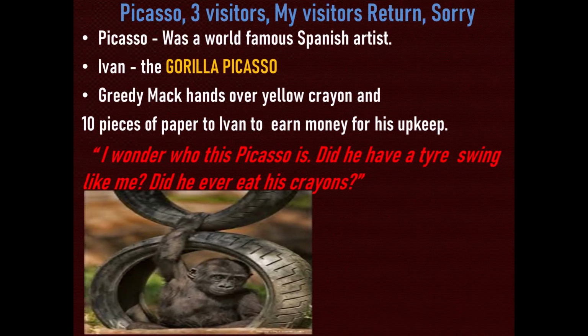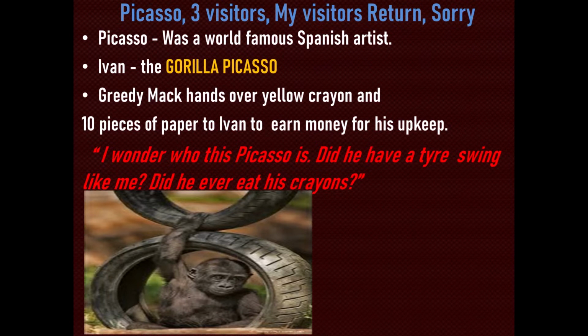The next four chapters tell us a lot more about Ivan's life in the mall. In the chapter Picasso, the author is referring to artistic Ivan as Picasso. Picasso is the world famous Spanish artist. Here, greedy Mac hands over a yellow crayon and 10 pieces of paper to Ivan to draw so that he can earn his money for his own upkeep.